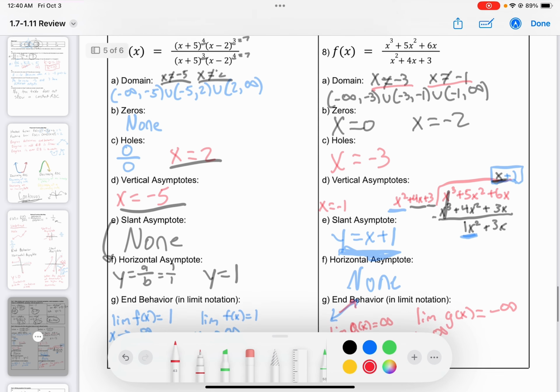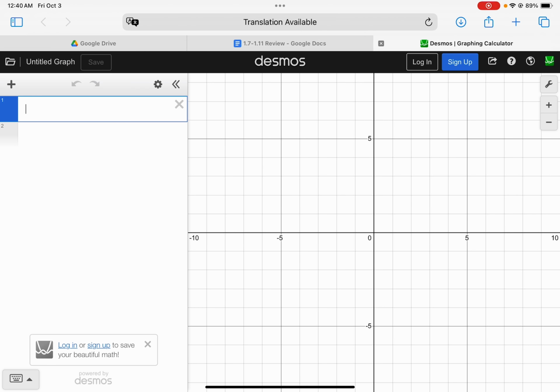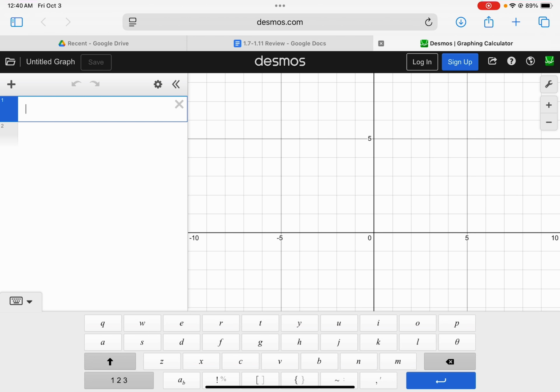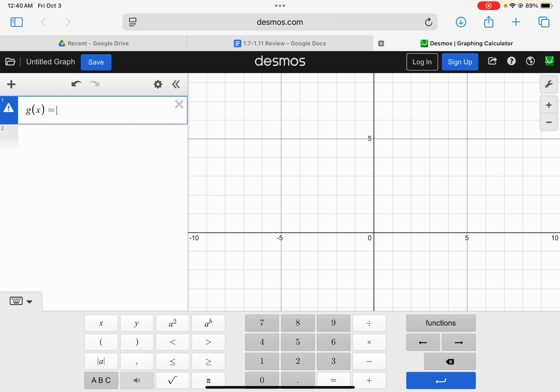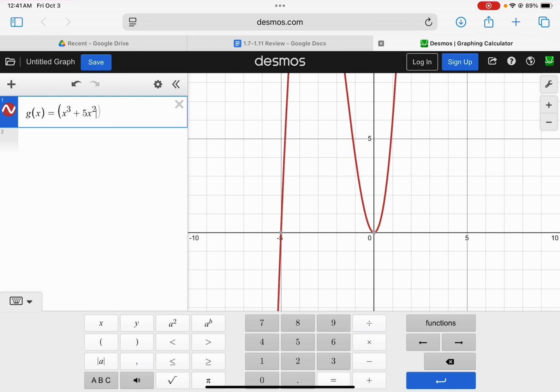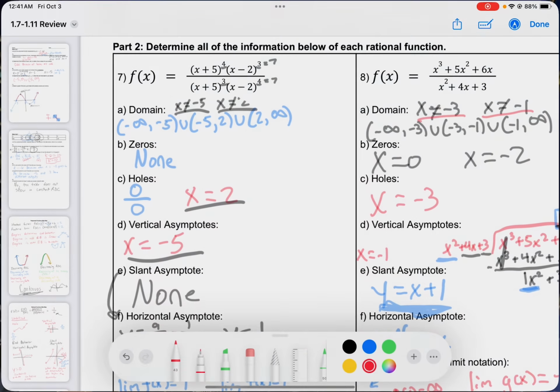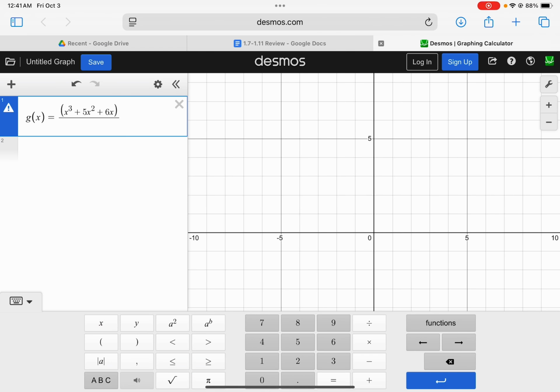All right, and I'll just show this in Desmos real quick, where we have g of x is equal to, let's put this in parentheses, x to the third plus, no, we didn't want to close that parenthesis, plus 5x squared plus 6x, close the parentheses, divided by x squared plus 4x plus 3.